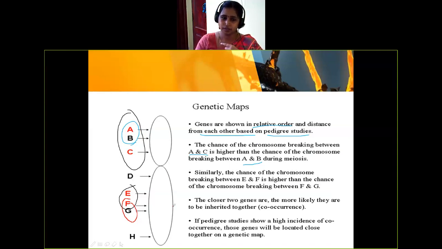On the whole, we discussed linkage, crossing over, and the genetic map. Next class, we'll see about mutation. Thank you.